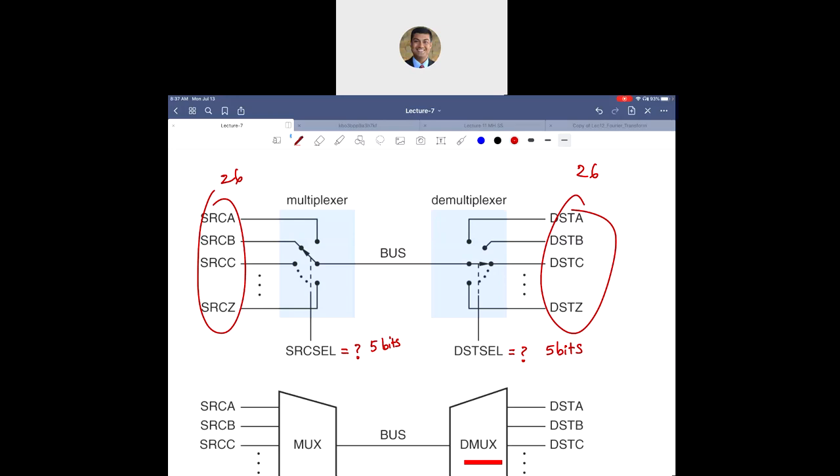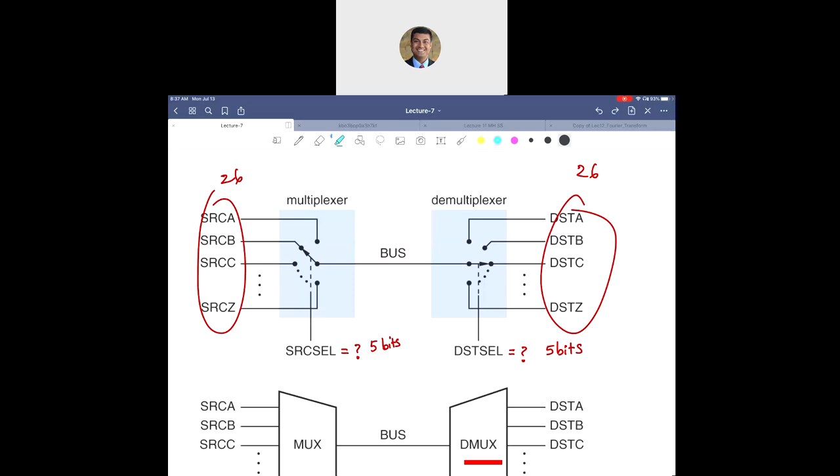And again, each of these sources, A, B, C, and so on, they could be 1 bit, they could be multiple bits. It doesn't matter. No matter how many bits they are, you still need 5 bits for the source select and 5 bits for the destination select.